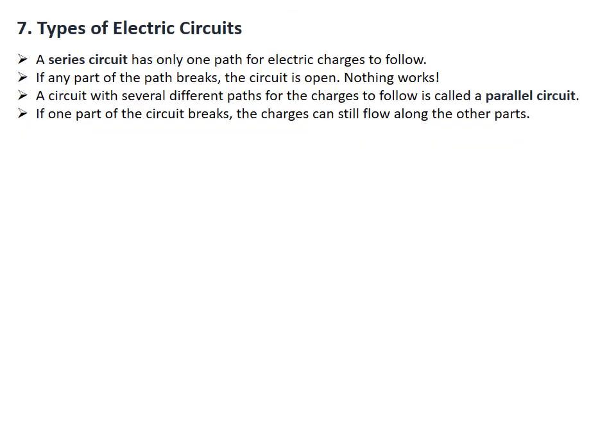Now, let's discover together what the types of electric circuits are. We have to know that we have two types of electric circuits. We have the series circuit and the parallel circuit. A series circuit has only one path for electric charges to follow. If any part of the path breaks, the circuit is open and nothing works. A circuit with several different paths for the charges to follow is called a parallel circuit. So, if one part of the circuit breaks, the charges can still flow along the other parts.